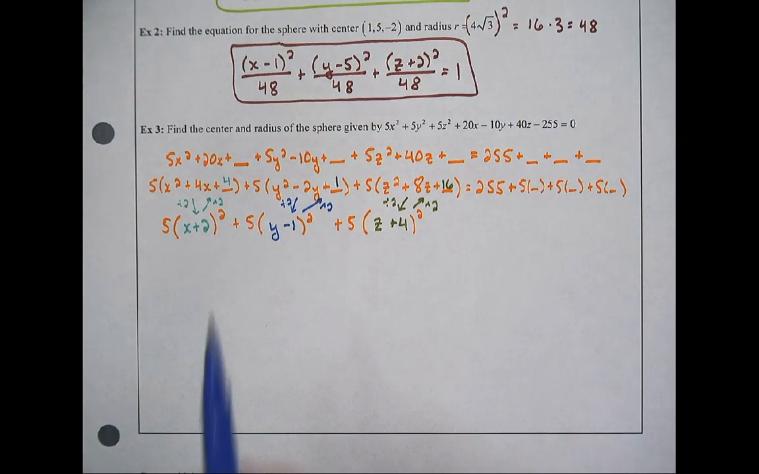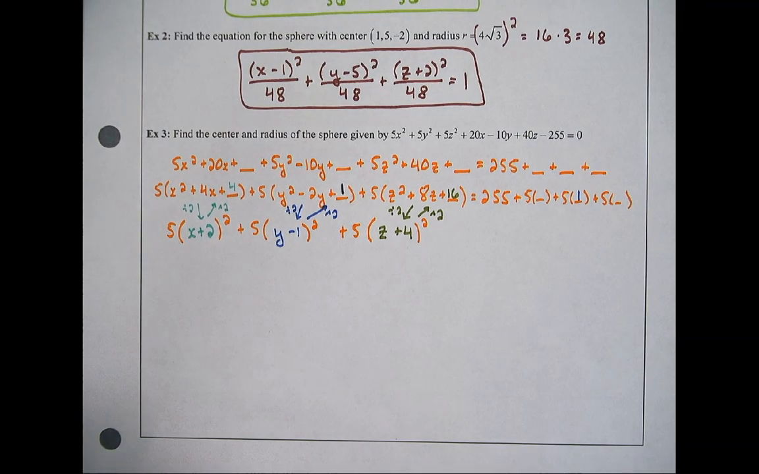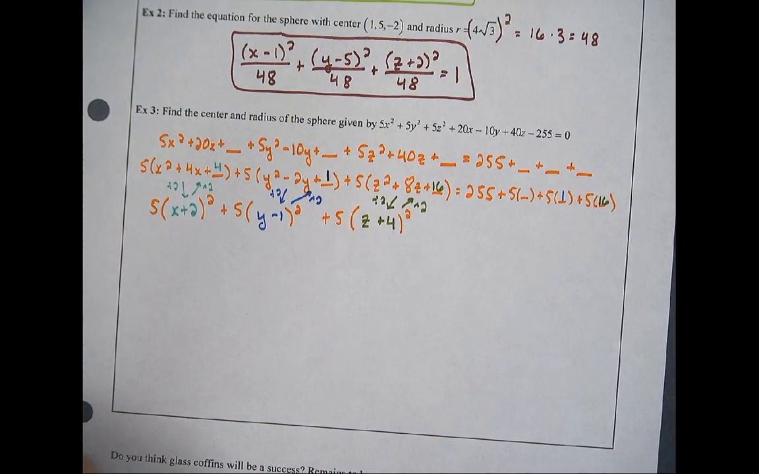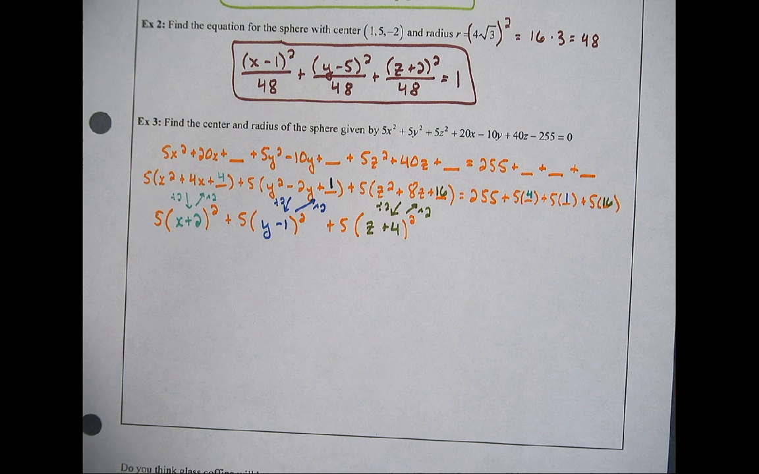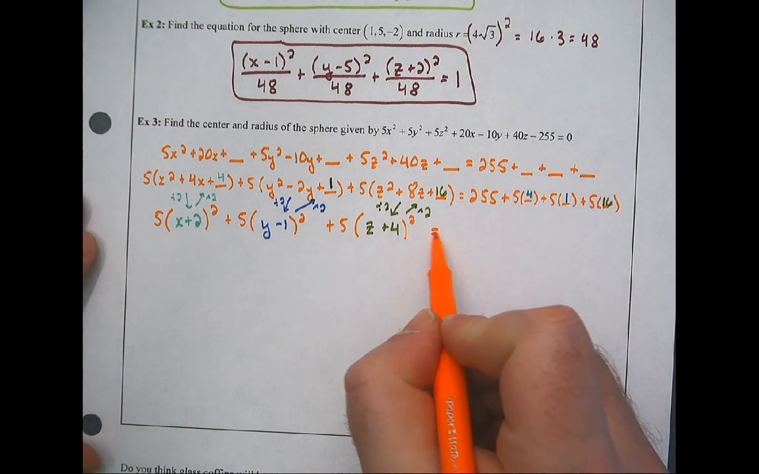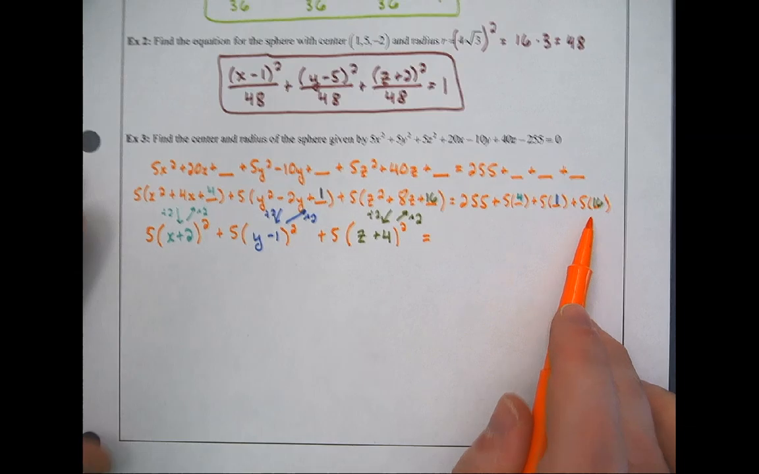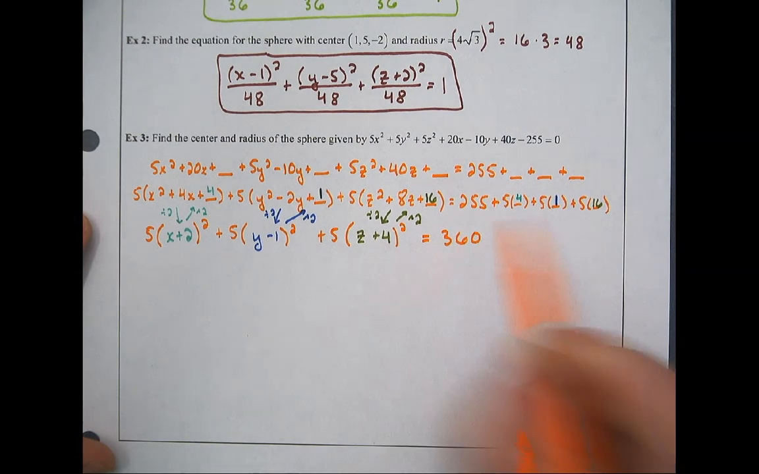Then, these blanks correspond to these blanks, so I want to make sure that all the blanks have the same numbers in them. And then I'm going to grab my calc. I'm going to do this off screen. 5 times 5 plus 5 times 4 plus 5 times 16. I could probably do this in my head, but I'm going to use my calculator instead to get 360.